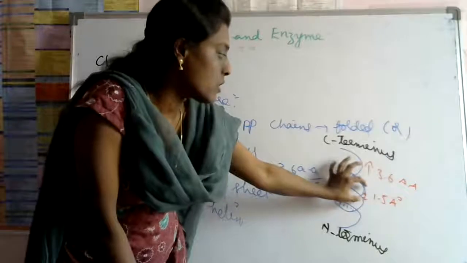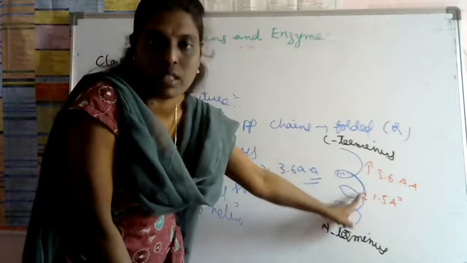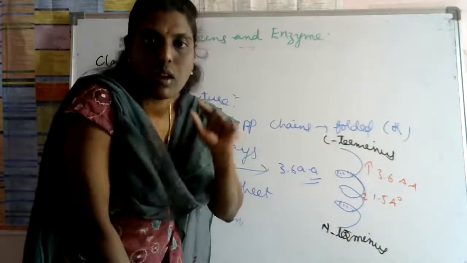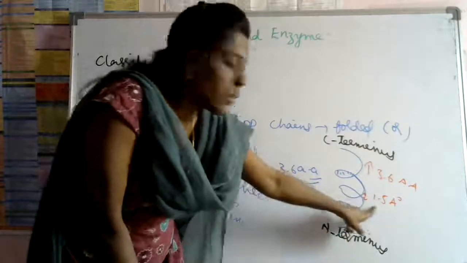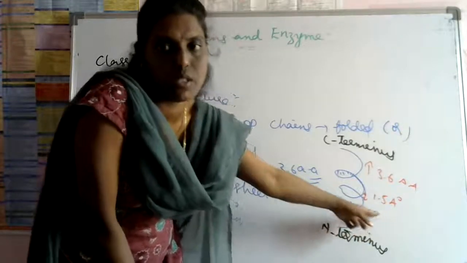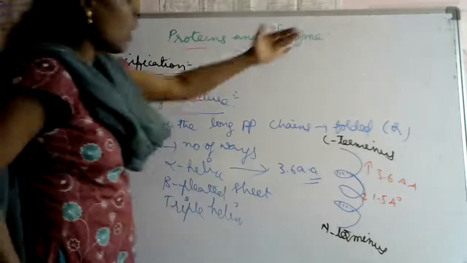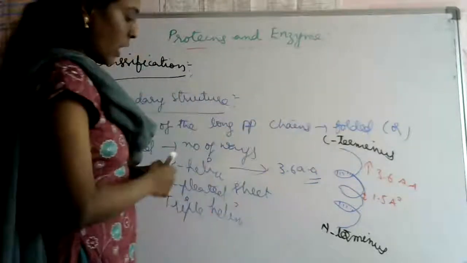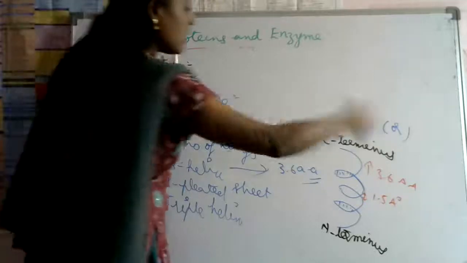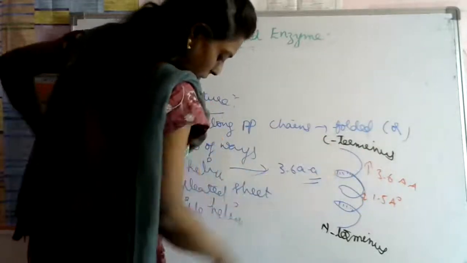And what is the distance between these two turns? What is the space? It is about 1.5 angstrom units. So this is about the alpha helix. Like this, it will be there, alpha helix.